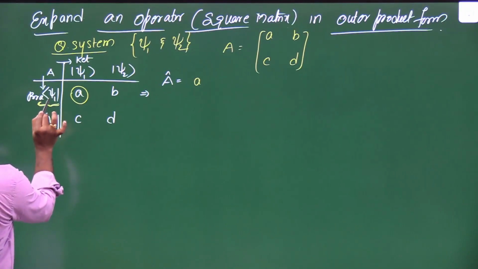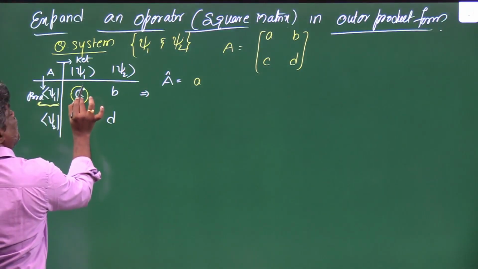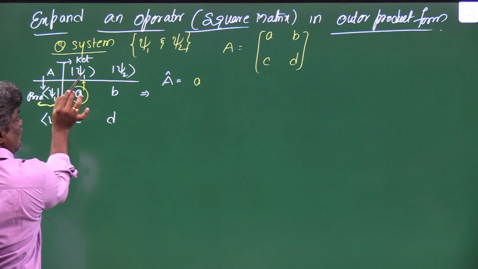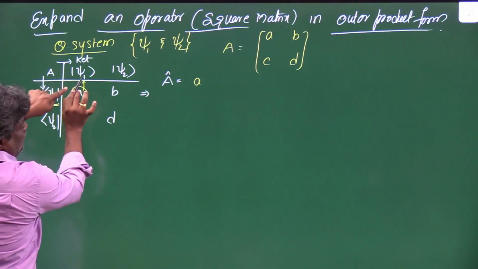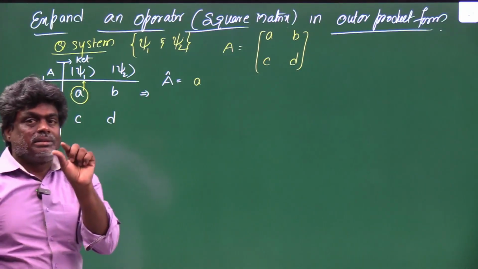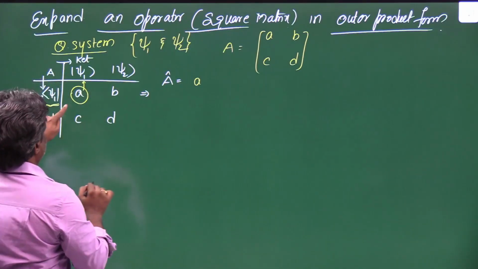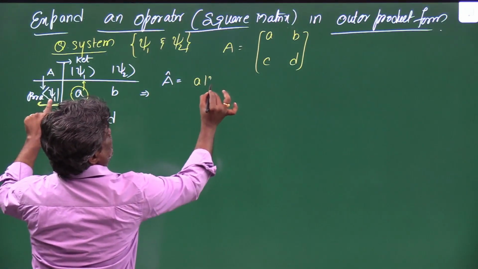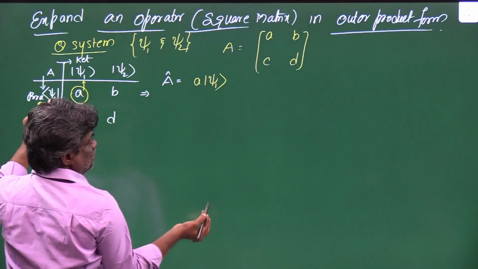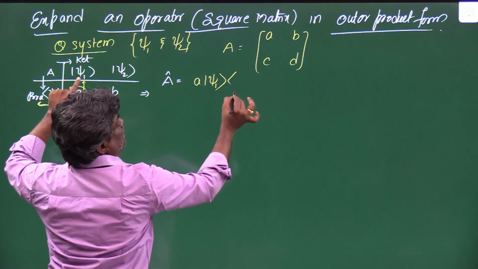This is what? Bra psi1, right? And corresponding to A, what is the ket vector? Ket psi1. We have to say bra psi1 and ket psi1. Simple, sir. Just make bra as a ket and a ket as a bra. Means corresponding to A, this is the bra vector. Now I am making that as a ket vector. And corresponding to A, this is the ket vector. Make it a bra.